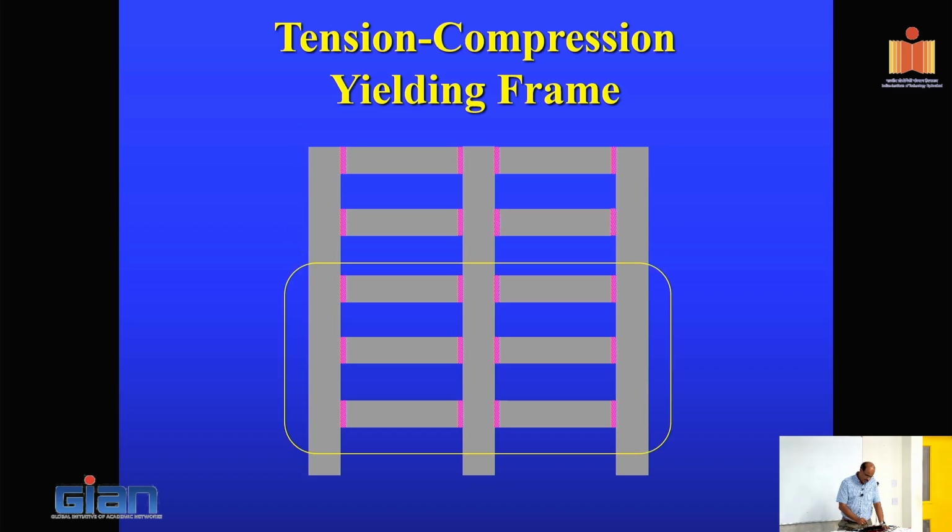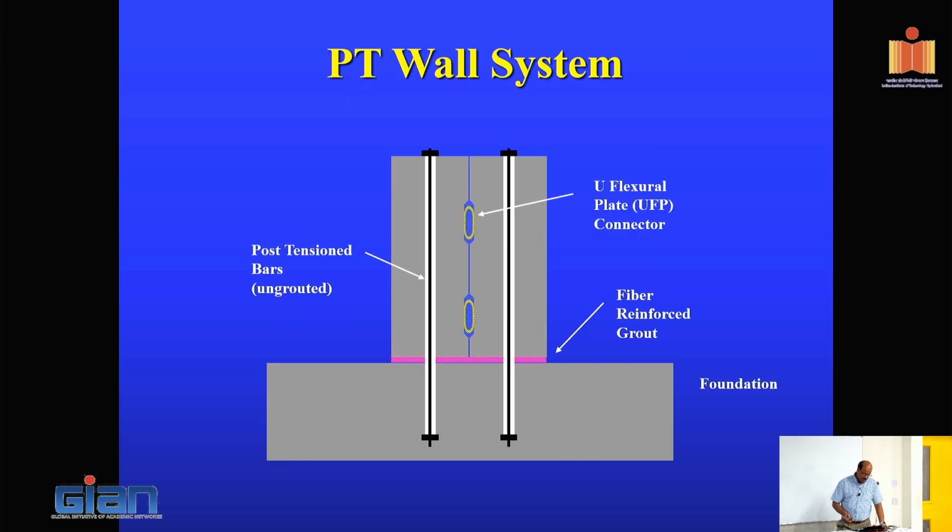For the wall system, you could see the post tensioning was done, basically anchored into the foundation. The entire length of the post tensioning was unbonded. And that's where the U-plate connector was incorporated.